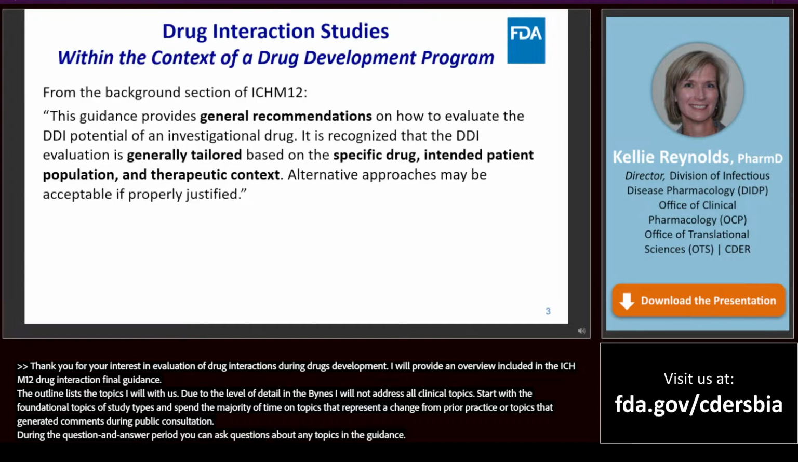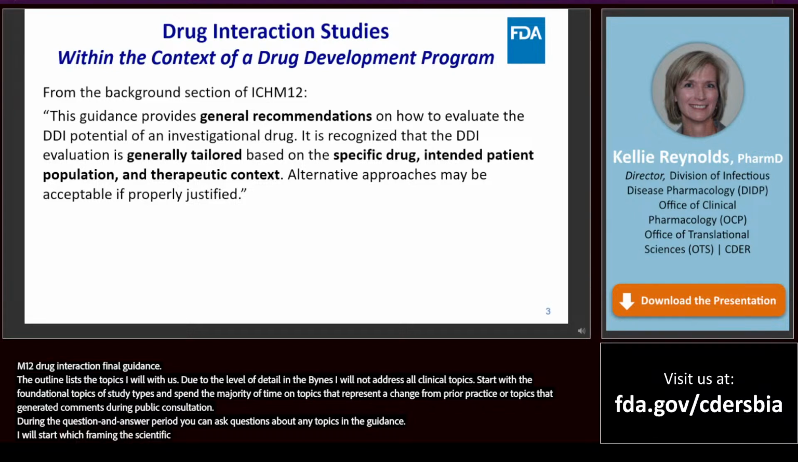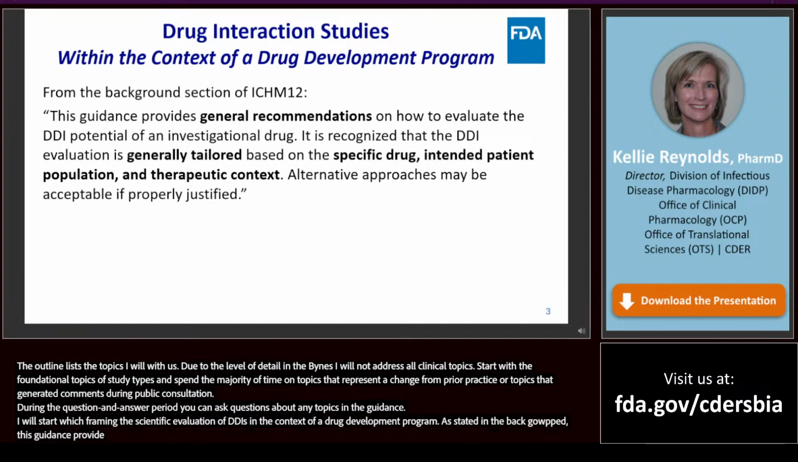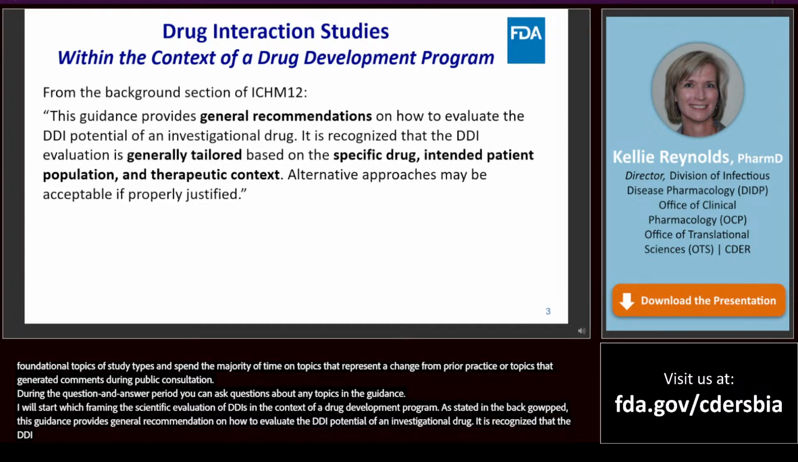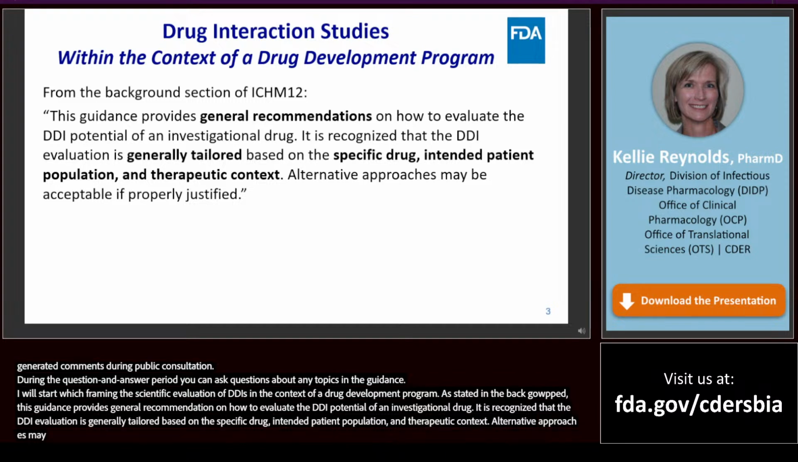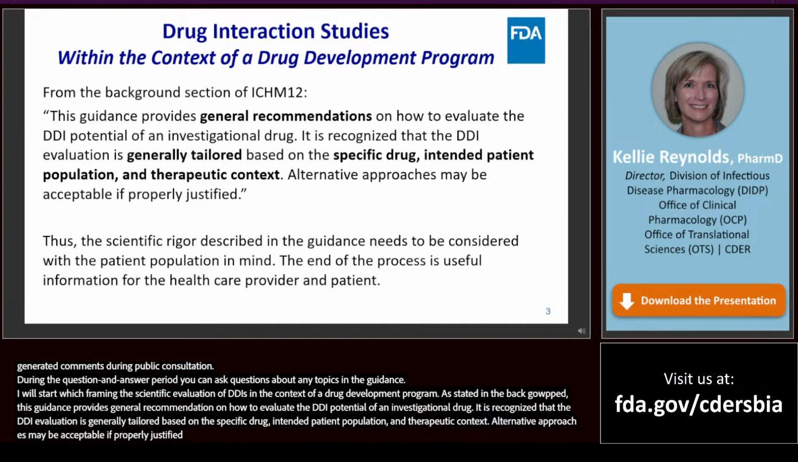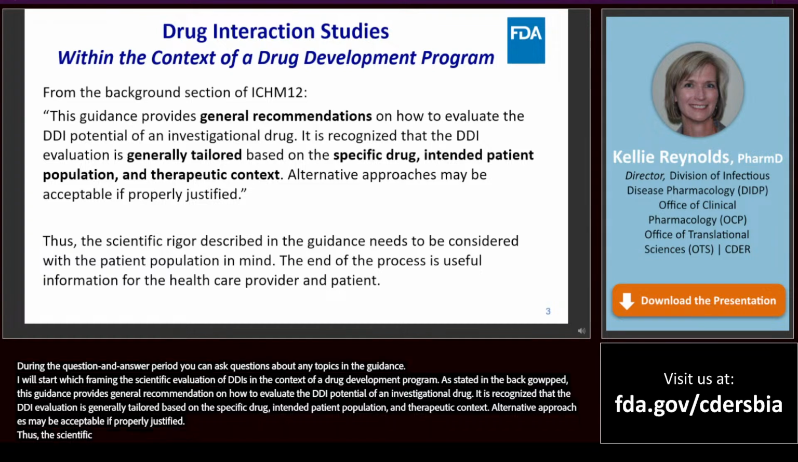I will start by framing the scientific evaluation of DDIs in the context of a drug development program. As stated in the background section, this guidance provides general recommendations on how to evaluate the DDI potential of an investigational drug. It is recognized that the DDI evaluation is generally tailored based on the specific drug, intended patient population, and therapeutic context. Alternative approaches may be acceptable if properly justified. Thus, the scientific rigor described in the guidance needs to be considered with the patient population in mind.